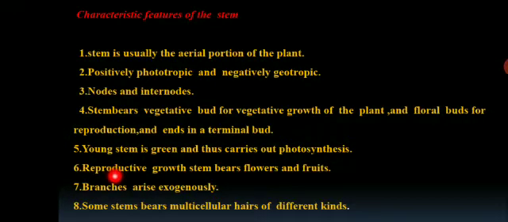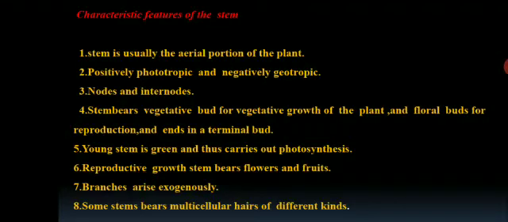Next one is reproductive growth, that is called reproduction. The shoot system, the stem contains a leaf, and at the same time it can have the flower as well as fruit for the production of the next generation, that is called reproductive growth.